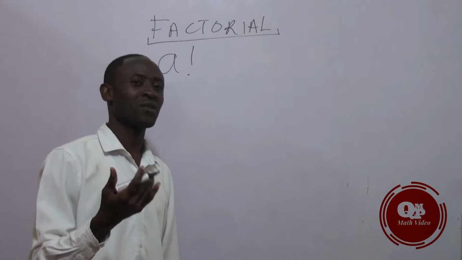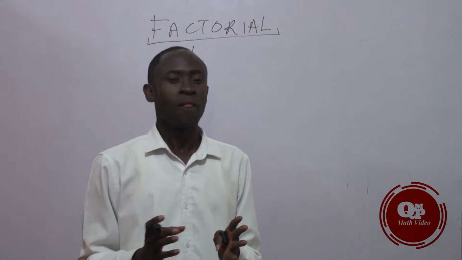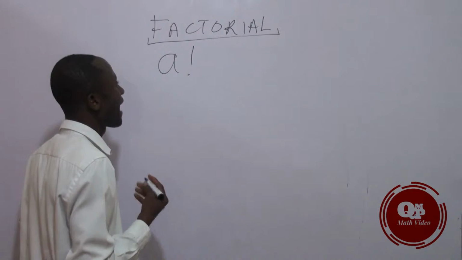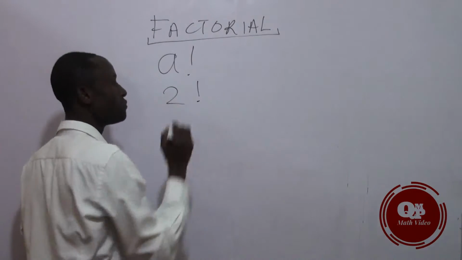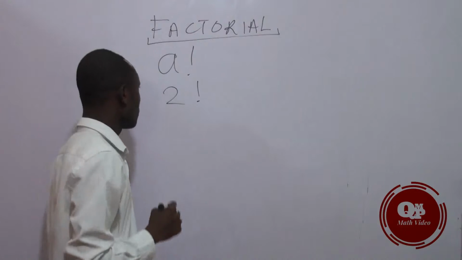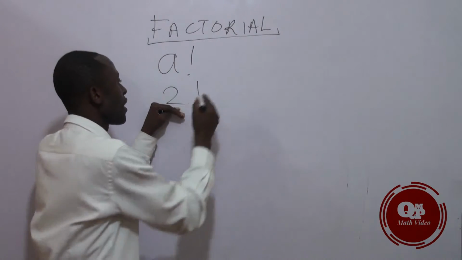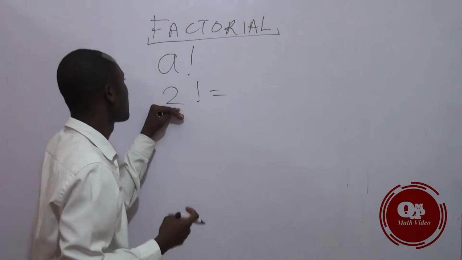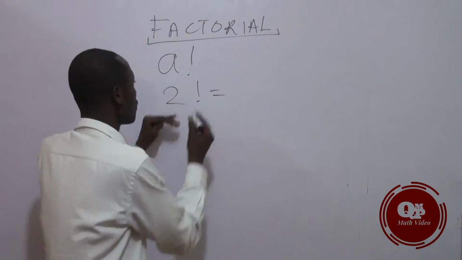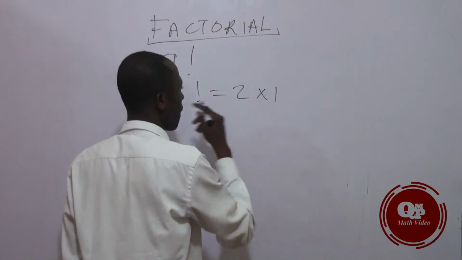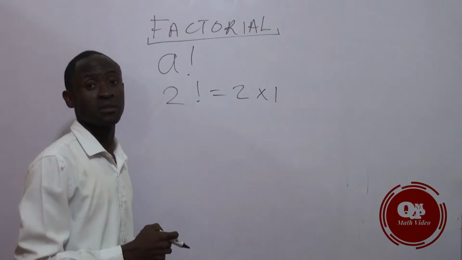Yes, when I write a factorial, what do I mean? It is very simple. Let us consider a number like 2. So 2 factorial. What is 2 factorial? The variable happens to be 2. So in order to get 2 factorial, all you have to do is to subtract 1 from the 2 and then multiply the answer, which is 1, by the 2. So we have 2 times 1. So the solution to 2 factorial is 2 times 1.